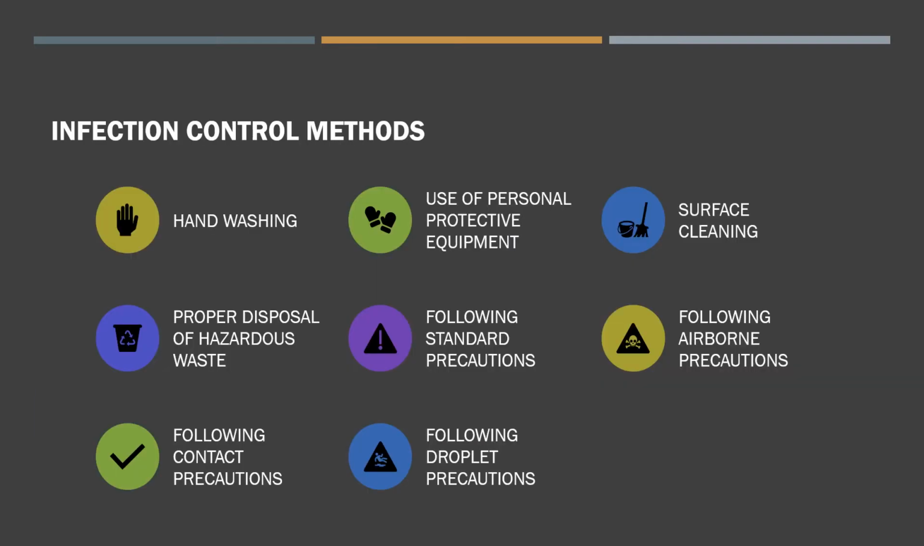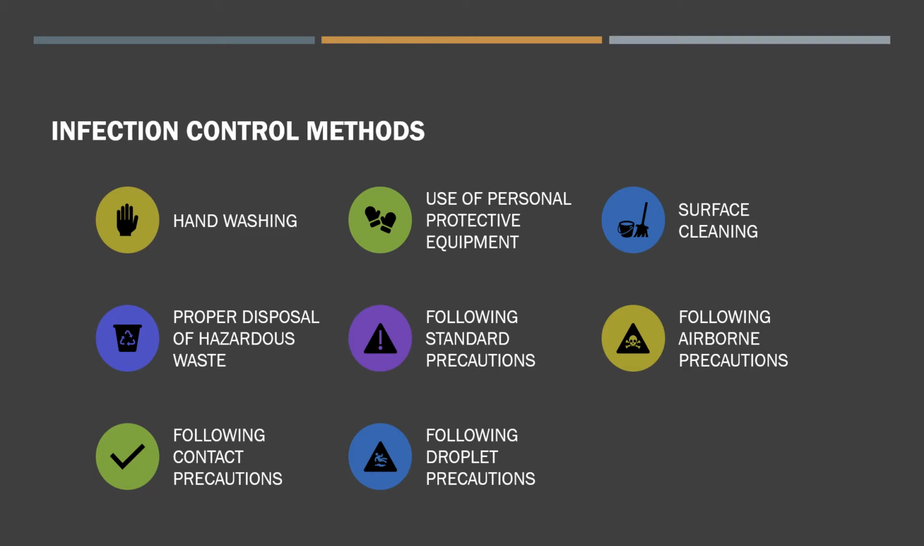Infection control methods include hand washing, proper disposal of hazardous waste, use of personal protective equipment, and surface cleaning, which would include adequate disinfection of surfaces, especially surfaces where a lot of hands come into contact with it. Other good methods include following standard precautions as well as following airborne, contact, and droplet precautions.